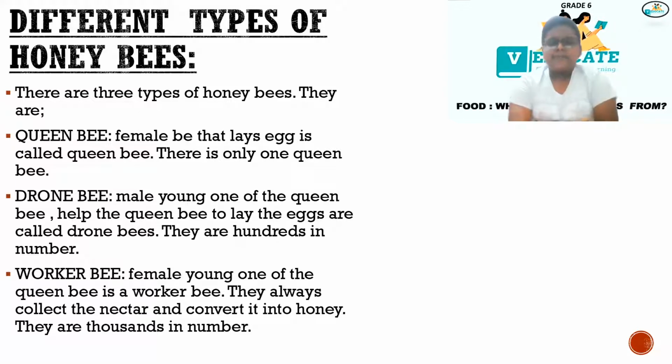The worker bee has many works. The female young one of the queen bee, the daughter of the queen bee, is the worker bee. They always collect the nectar from the flowers and convert it into honey. They are thousands in number, so worker bees are the most numerous.